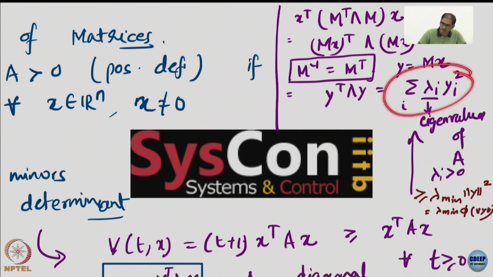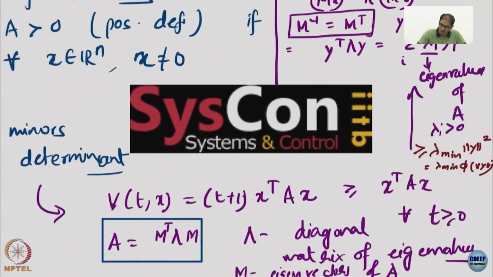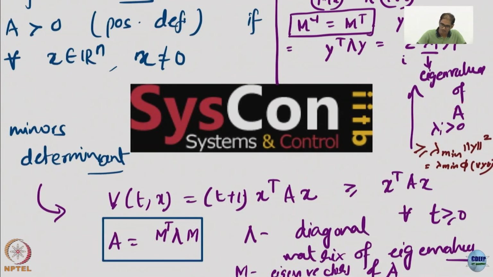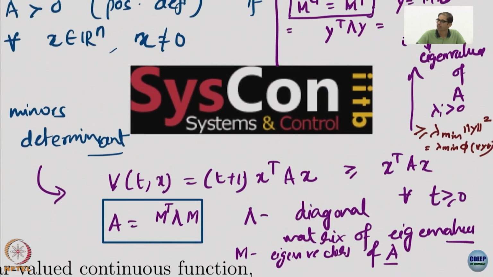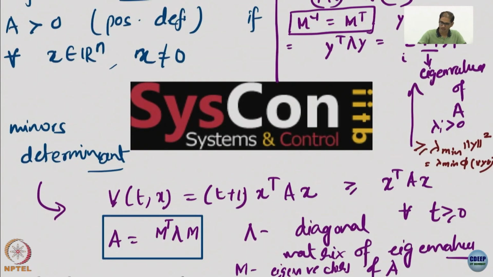So this is essentially the sum of lambda i yi squared, and all the lambda i's are strictly positive, so this has to be greater than or equal to some lambda min times norm y squared, because I take just the smallest lambda i. It's a finite number of lambda i, so I can take the min. So I can write this as lambda min times the sum of yi squared, which is lambda min times norm of y squared. And so basically what I have is lambda min times a class K function of norm y, because the norm itself is a class K function.